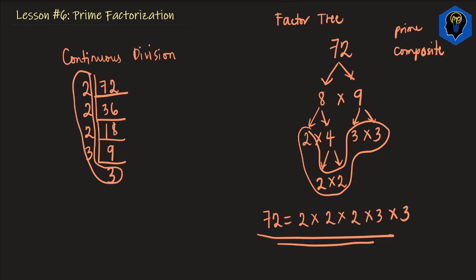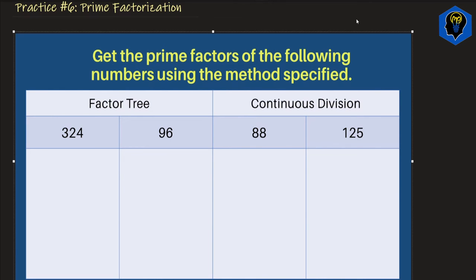Okay, practice naman tayo ngayon. So, for our practice, we're asked to get the prime factors of the following numbers using the method specified. So, let's start with this one. Factor 3. So, we have 324. Using factor 3, can you think of factors of 324? Ano kayang factors ng 324?